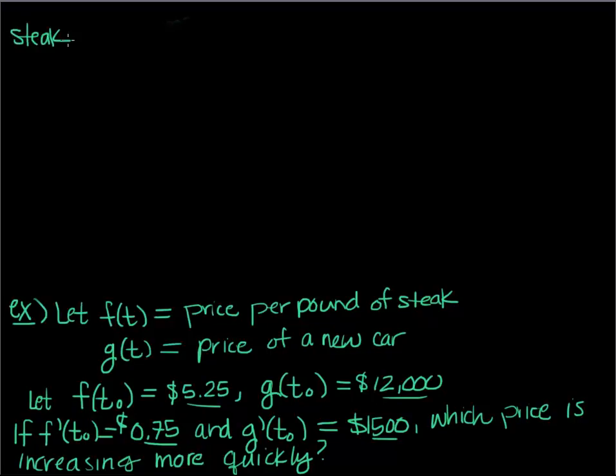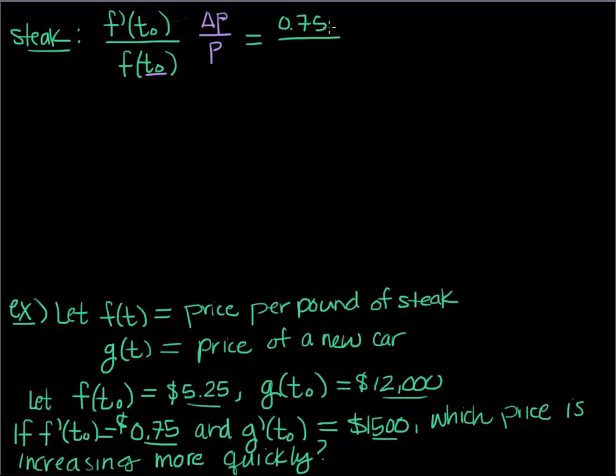And if I want the relative rate of change at this moment in time, let's say t naught, I'm going to take f prime of t naught divided by f of t. Again, what is that saying here? That's the change in price of my steak divided by the actual price at this moment in time. And what is that moment in time? T naught. So in this case, I would take 75 cents.